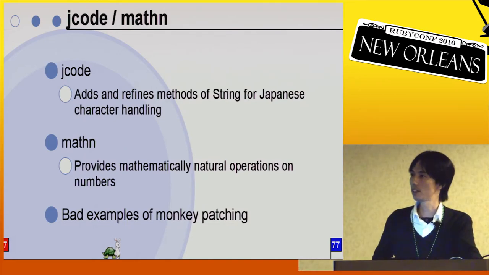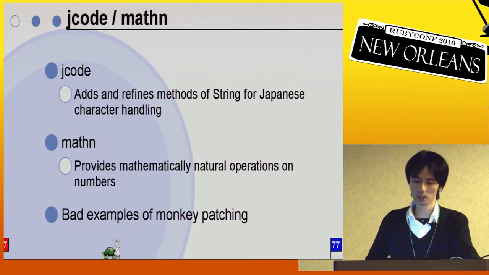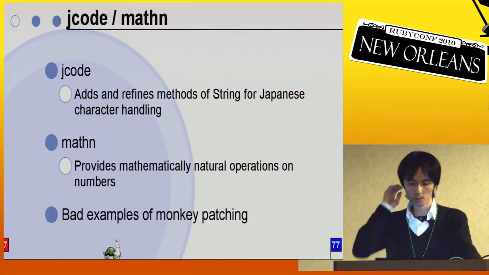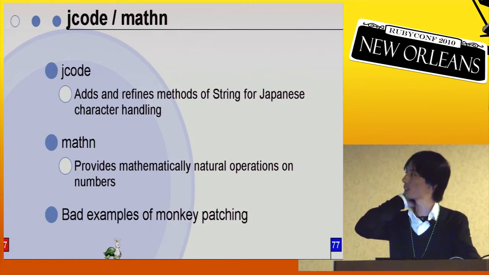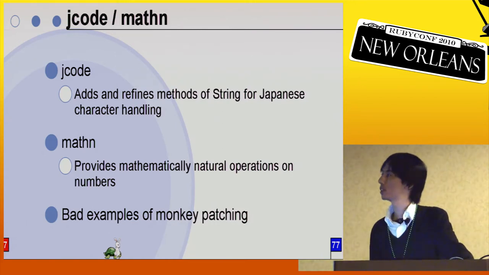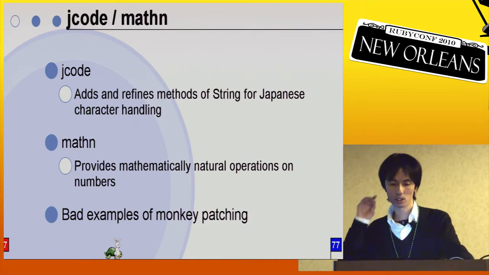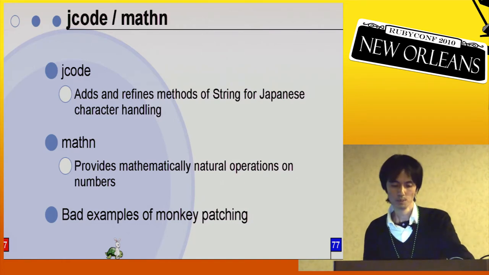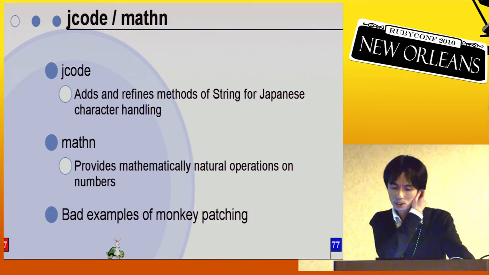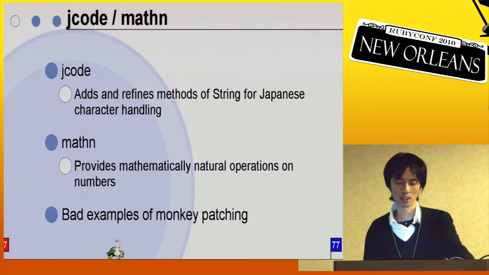jcode and mathn are both Ruby standard libraries. jcode has refined methods of String for Japanese character handling. jcode is now useless because Ruby 1.9 supports multilingual expression. mathn provides mathematically natural operations on numbers. They are both bad examples of monkey patching, I think.